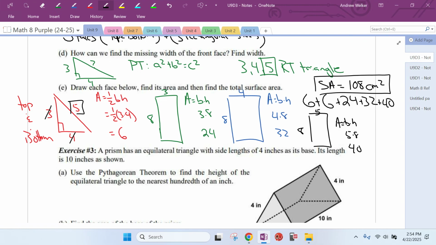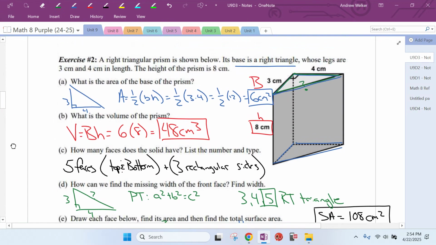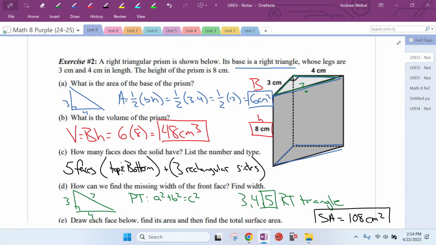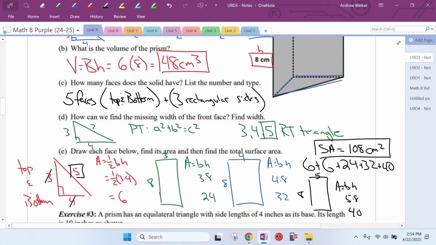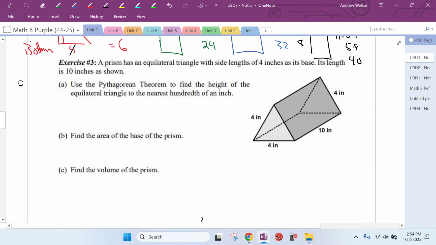So again, surface area is how much wrapping paper I would need to wrap this prism, right? And then volume is how much space I have to fill the object. So the volume ended up being 48 centimeters cubed, and my surface area ended up being 108 centimeters squared, right?